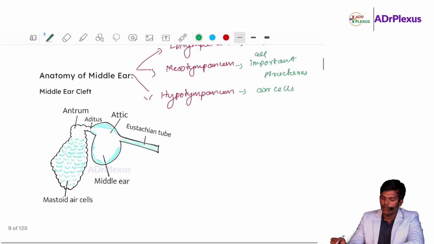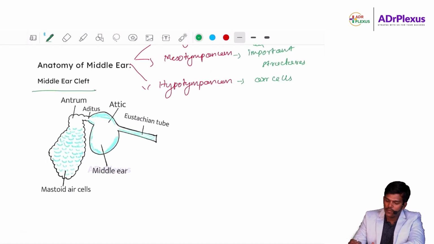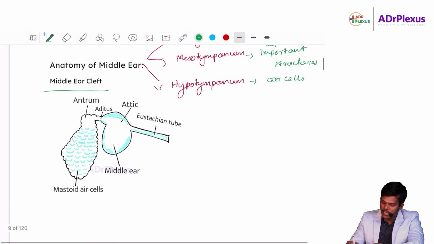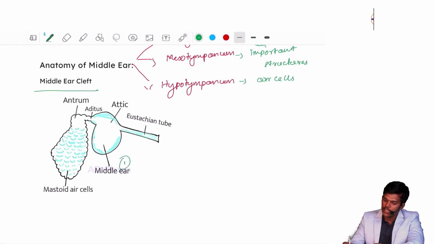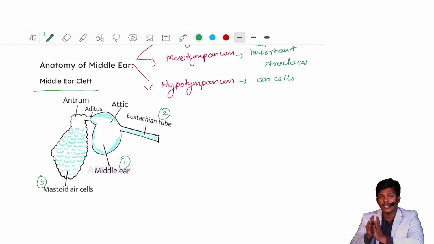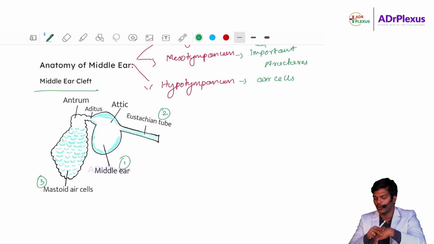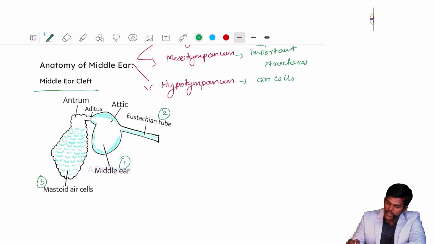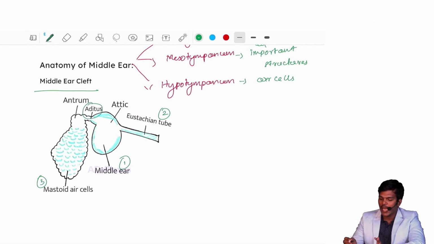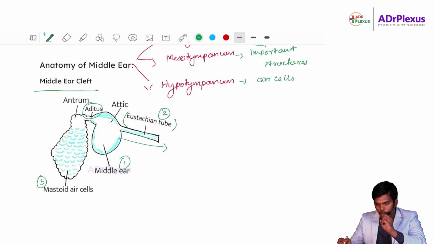Okay, fine. Now the middle ear cleft. What is a middle ear cleft? The middle ear cleft includes the middle ear cavity, number 1, the eustachian tube, number 2, and the mastoid air cells, number 3. These three form the middle ear cleft. The middle ear and mastoid air cells are joined by the aditus ad antrum. The middle ear is joined with the nasopharynx by the eustachian tube. That's all we should know about the basic divisions of the middle ear.